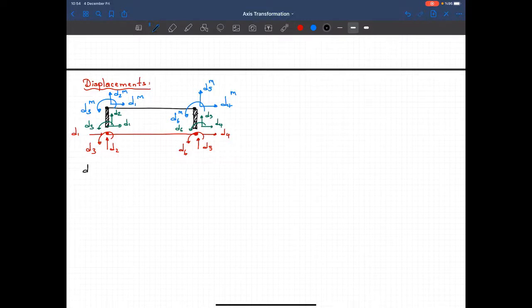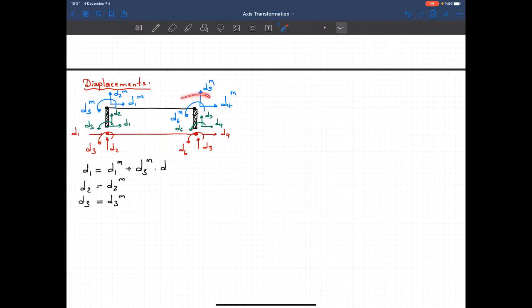So D1 will be equal to, it will first translate by the same amount, but remember that I have this rotation, and this rotation will create an additional translation in the direction of D1. So D1 would be equal to D1M plus the rotation D3M multiplied by the distance, which is equal to D. The vertical translations must be equal to each other, and the rotation, since it's a rigid member, must be equal to each other.